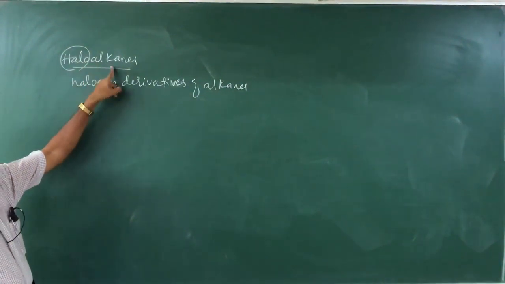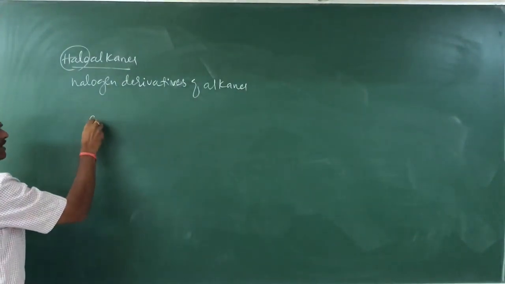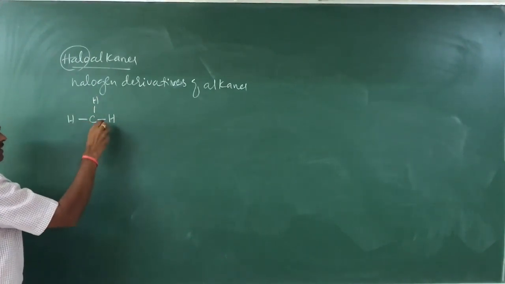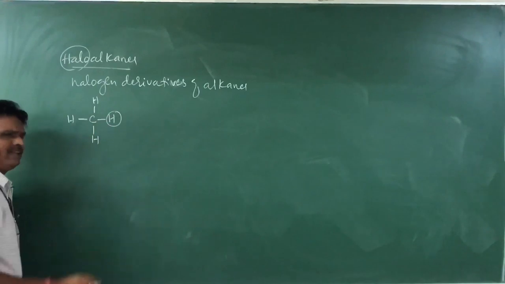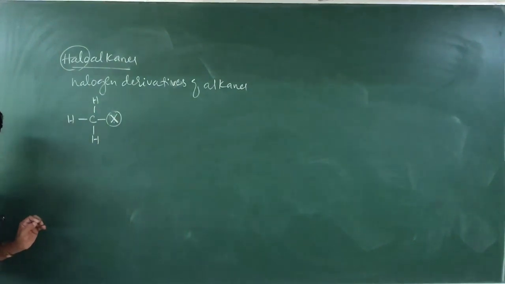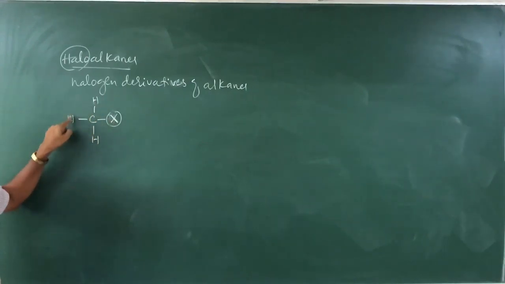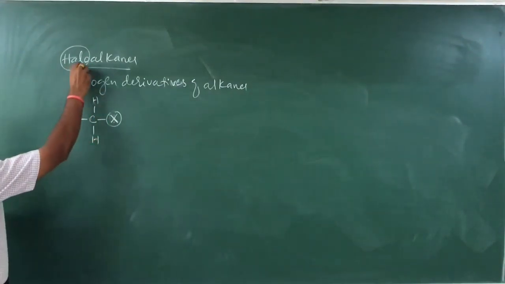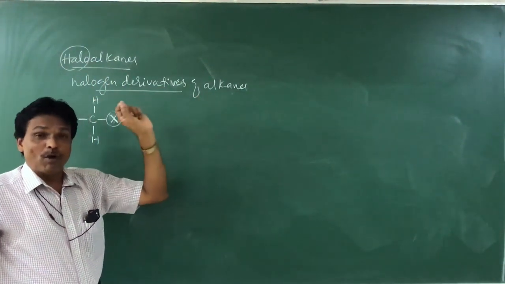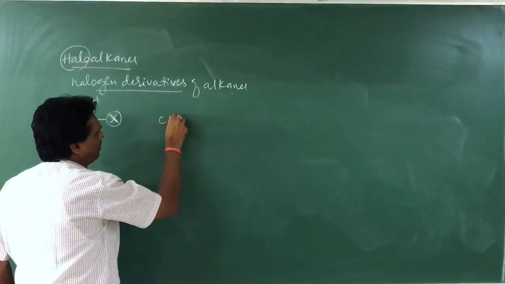These are the haloalkanes. These compounds are obtained from alkanes. So if you consider methane, if one of the hydrogen atoms of methane is replaced by a halogen, this is methyl halide or halomethane. So haloalkanes are the halogen derivatives of alkanes obtained by the replacement of one or more hydrogen atoms.